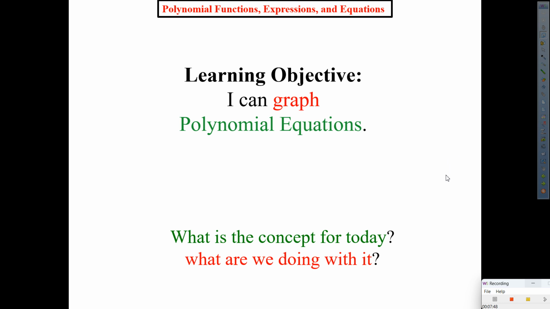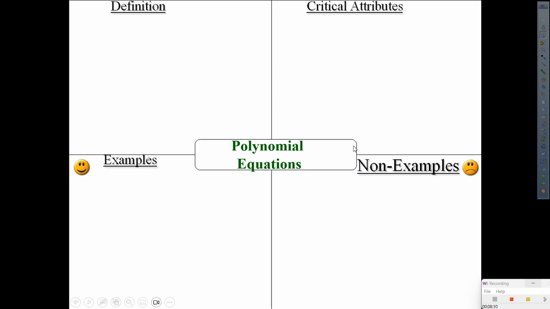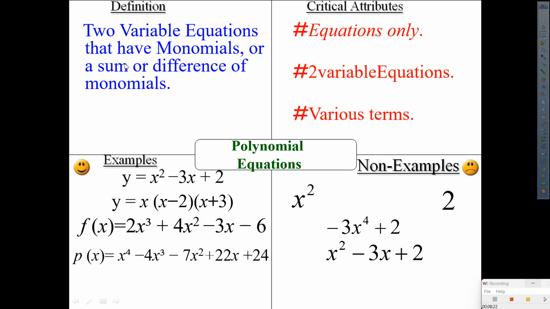Let's go. So, we're graphing. We know by now what polynomial equations are. You took notes already on that. Remind your neighbor the definition. See if they remember without looking at your notes. Polynomial equations are what? Very good. Two variable equations where we have monomials and multinomials. There it is.